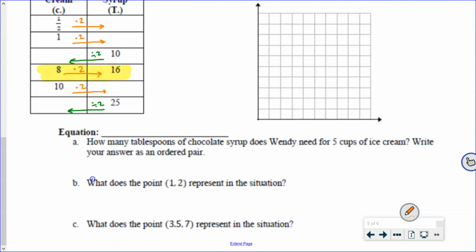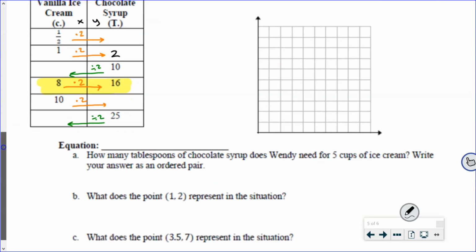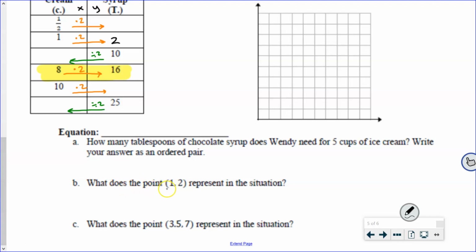I want to answer question part B here with you, okay? So we have to do one more thing to really be able to answer that question. I'm going to fill in this part of the table. 1 times 2 is 2. Remember how the first column is our x and the second column is our y? Okay. So with that in mind, when it says, what does the point (1, 2) represent? Remember, (1, 2) is (x, y).